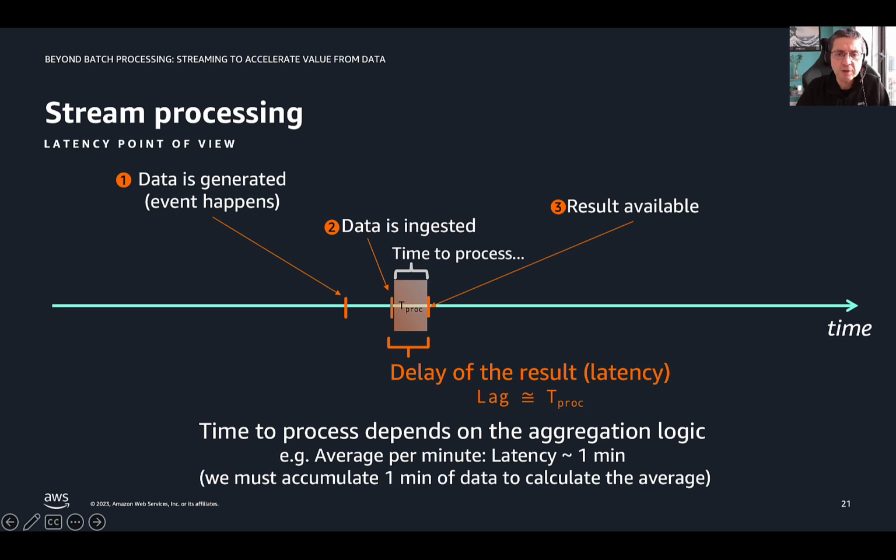Well, similarly to batching, processing time may also depend on the available resources, but this is often not the most important factor. The delay mainly depends on the type of logic we are applying, particularly aggregation. They are often based on time windows. Let's give a simple example. If we want to calculate the average of some value every minute, we need to accumulate 1 minute of data before emitting the result. So our result will always be delayed by at least 1 minute.